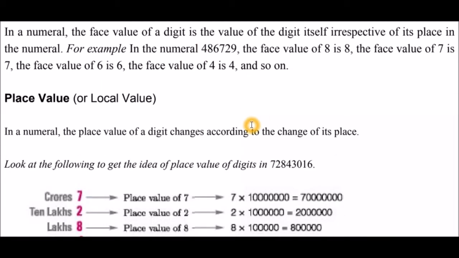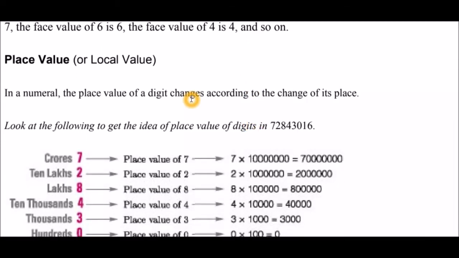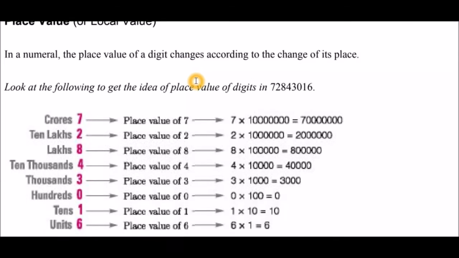Okay. Now coming to place value. Place value is also known as local value. In a numeral, the place value of a digit changes according to the change of its place. In case of face value, it is the value of the digit itself. But in case of place value, the value of a digit changes according to the change of its place.